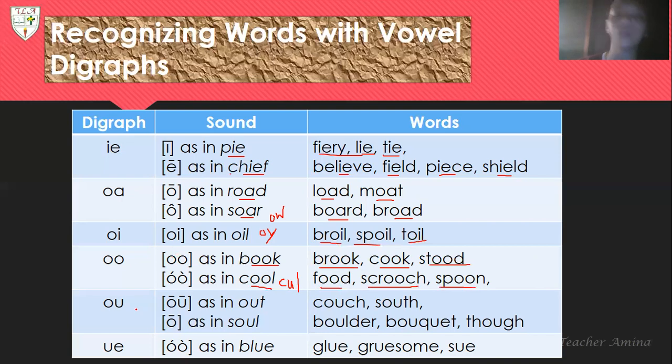We have the digraph OU as in out, and the long O as in so. For the first one, we have couch and south. For the long O as in so, we have boulder and though. And lastly, we have the digraph UE as in blue. We have clue, crew, and sue. It has the long U sound.